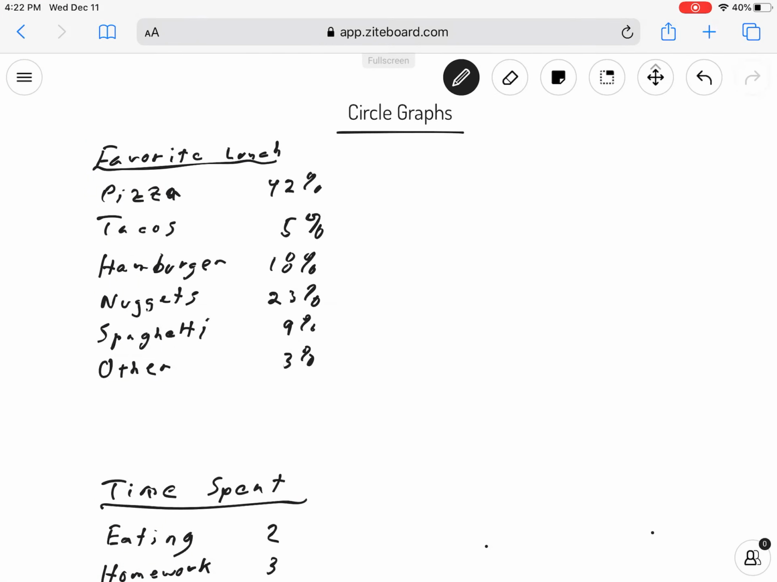Okay, so for this, let's talk about circle graphs, otherwise known as pie charts. Same thing.